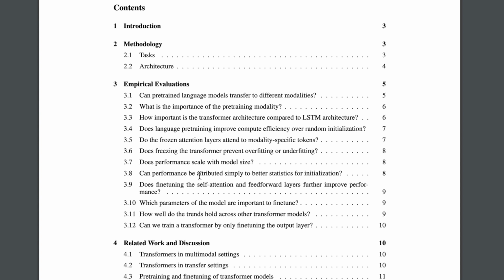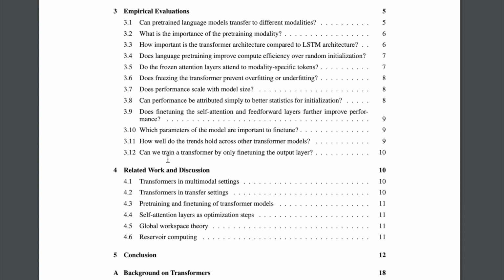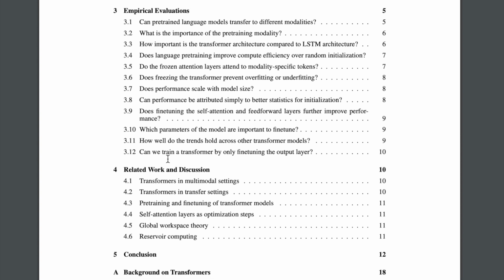Does fine-tuning the self-attention and feed-forward layers further improve performance? So looking at exactly what we're fine-tuning with respect to the model, similar to these questions like 3.6. Then which parameters of the model are important to fine-tune? Again, 3.9, 3.6, further looking into this idea of what of the transformer we're going to be fine-tuning. How well do the trends hold across other transformer models? So I'm not sure if this is just referring to decoder only, encoder only, or encoder decoder kind of architectures, or if it's referring to things like Linformer, Performer, Transformer-XL. So it's hard to say exactly what that might mean.